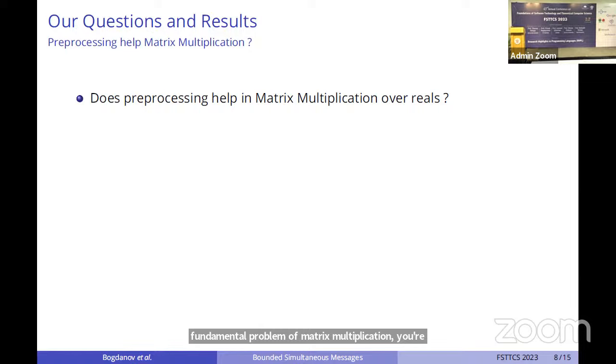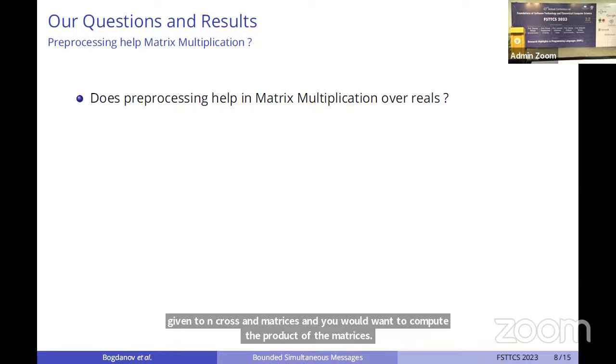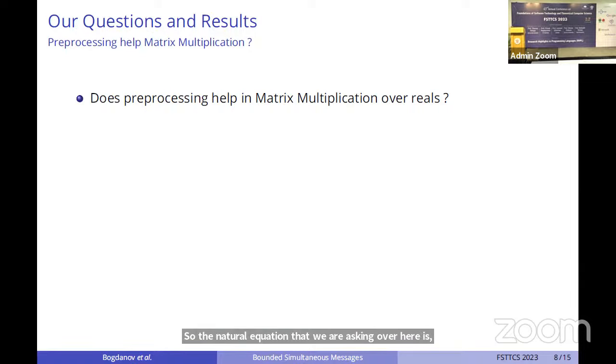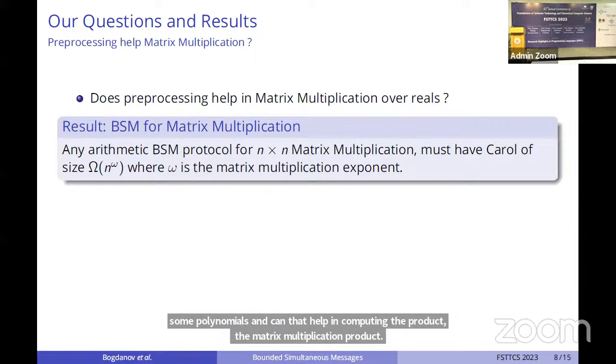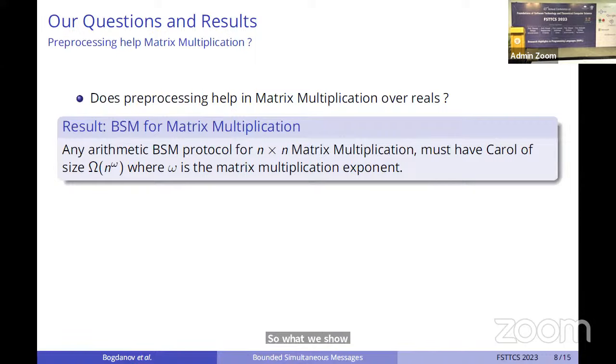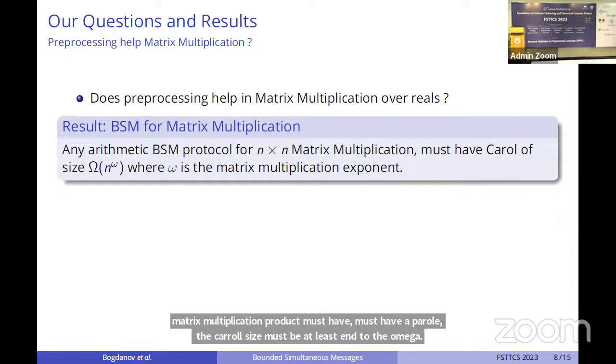So the natural question that we are asking is whether there is any help if you have an algebraic Alice and an algebraic Bob, who output some polynomials, and can that help in computing the matrix multiplication product? What we show is, unfortunately, no. Any arithmetic BSM protocol that computes the n cross n matrix multiplication product must have a Carol of size at least n to the omega. Carol must do at least n to the omega operations.